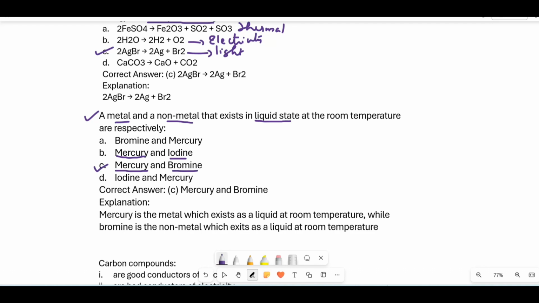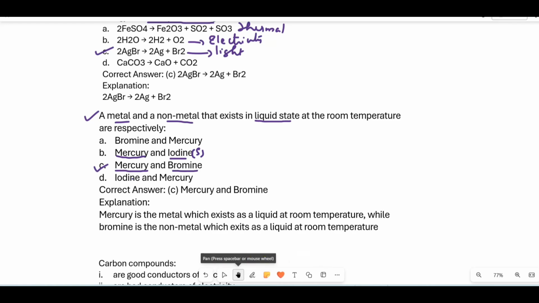Mercury is liquid, it's a metal, and bromine is a non-metal. So both exist in liquid state. Iodine is actually a solid non-metal. So the correct answer is option C.